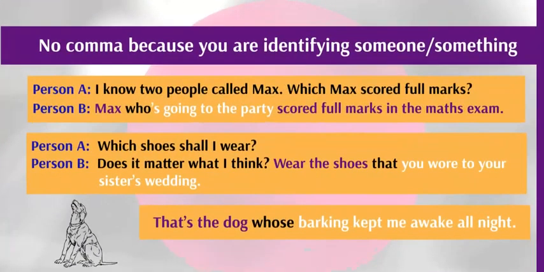The second use of the relative clause is to identify someone or something. Because you're identifying someone or something, you don't use a comma or commas. Let's read these examples. I know two people called Max. Which Max scored full marks? Max who's going to the party scored full marks in the maths exam. Here, the speaker is identifying Max who's going to the party, as opposed to another Max who presumably is not going to the party.